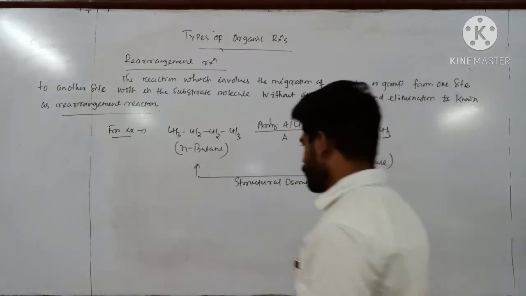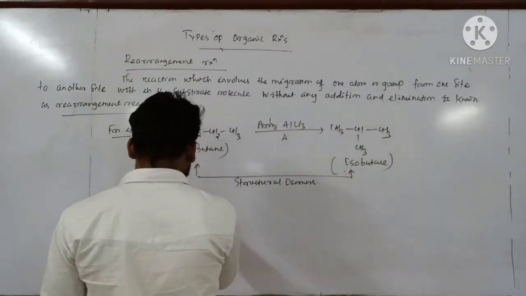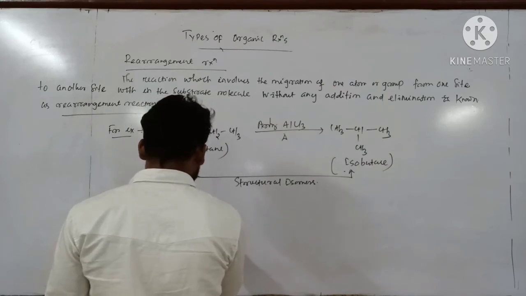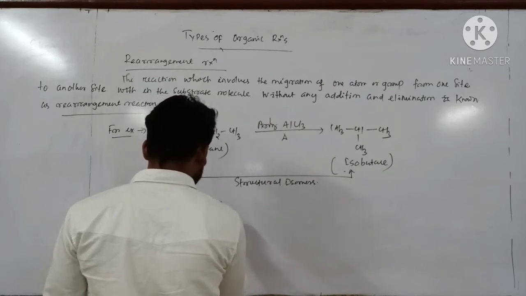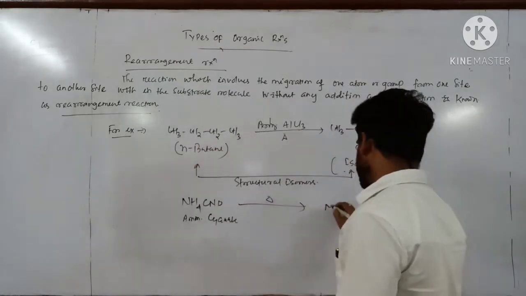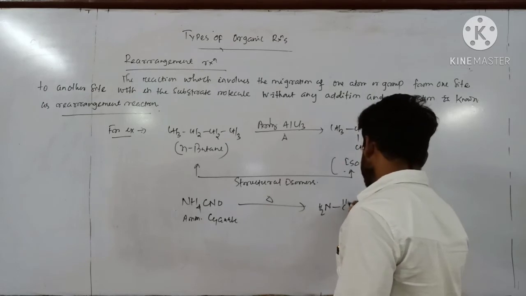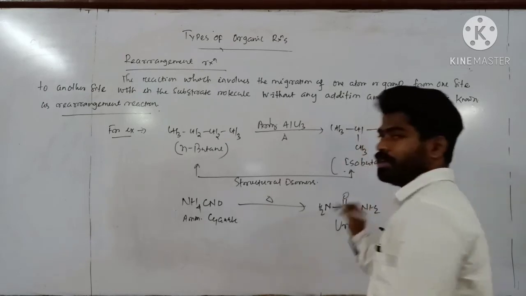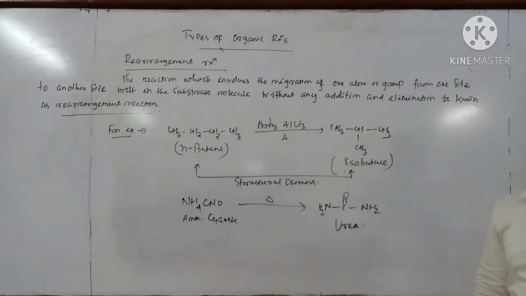Similarly, the first organic compound, that is ammonium cyanate, let's say NH4CNO, whenever it is subjected to heating, then it will form NH2-C(=O)-NH2. This is nothing but your urea. So this is called rearrangement reaction.